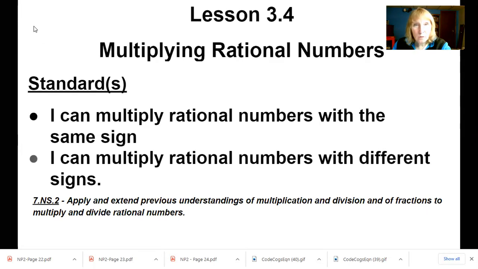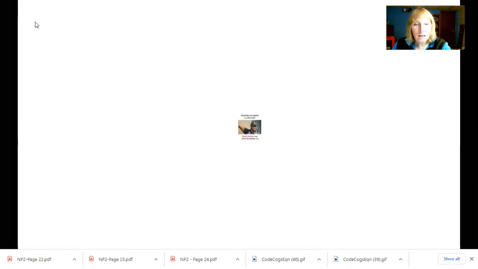So the good news is that the rules for multiplication of rational numbers are the same rules used for the multiplication of integers. So here's my math meme for the day.